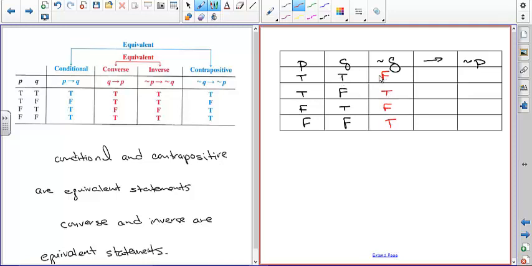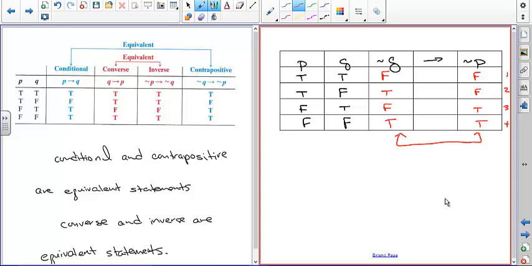So this true becomes false, false becomes true. Likewise over here, we take the column with the P truth values and we change them to falses when they're trues, and we change them to trues when they're falses. And then we compare the truth values in these two columns for a particular row using the rules for the conditional statement. So let's call this row 1, row 2, row 3, and row 4.